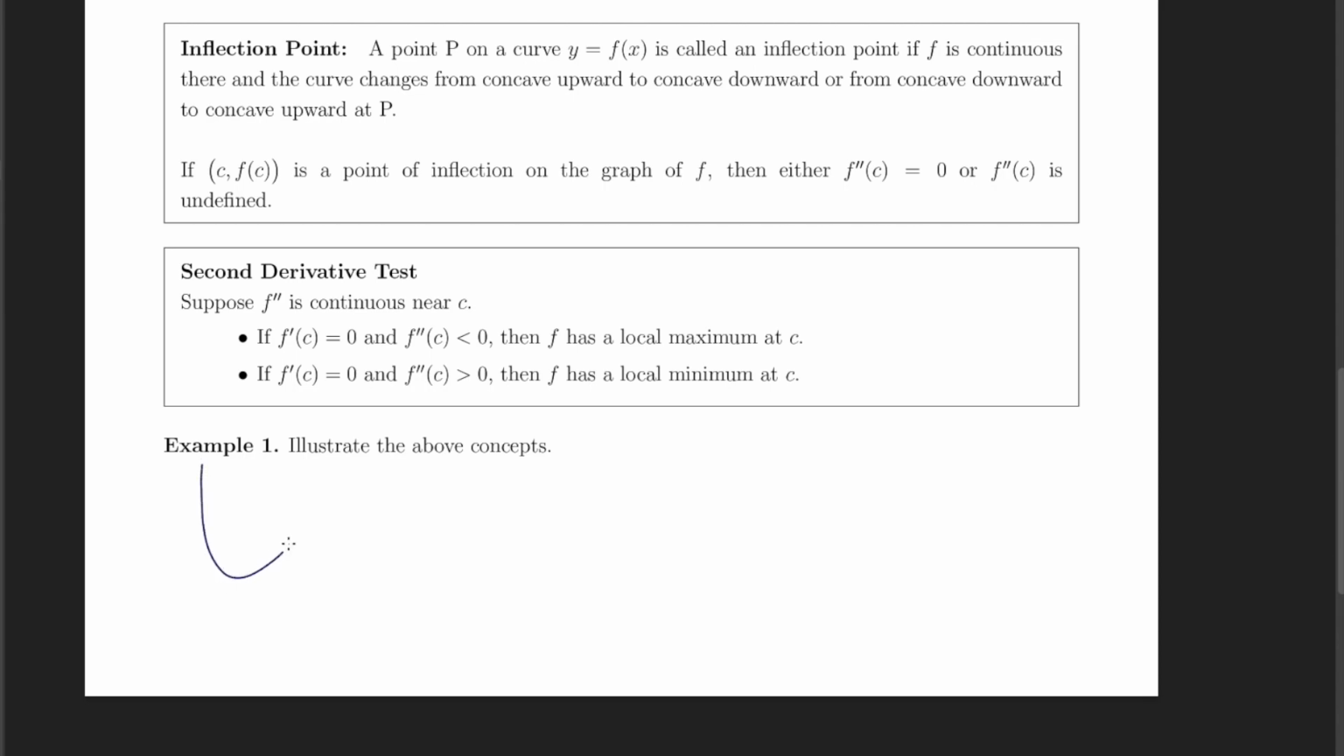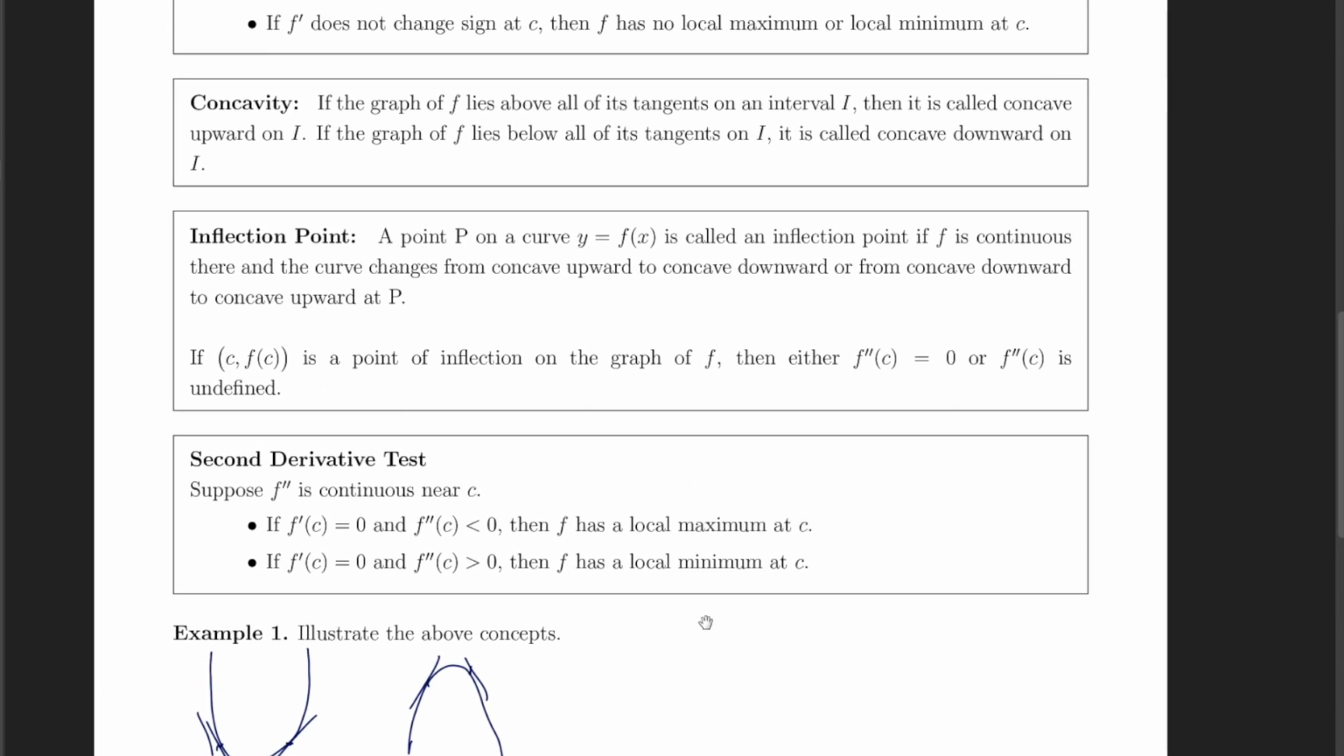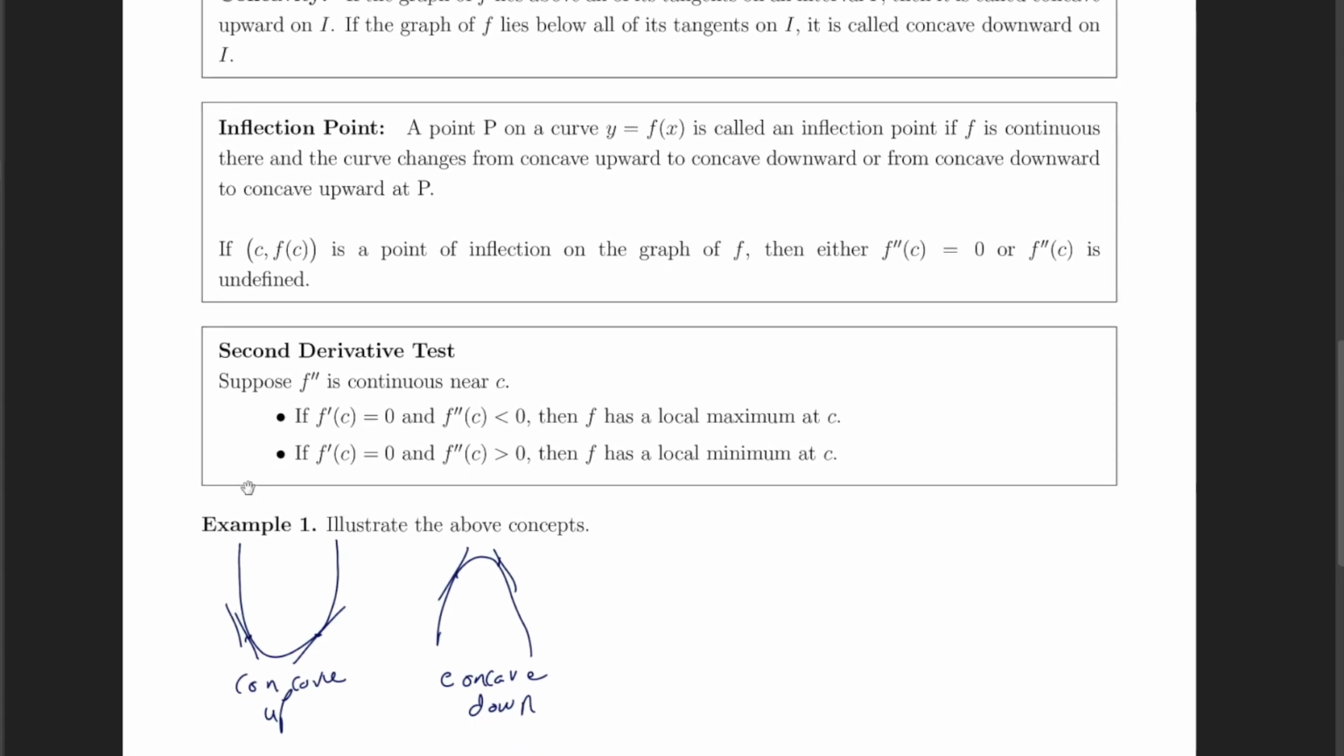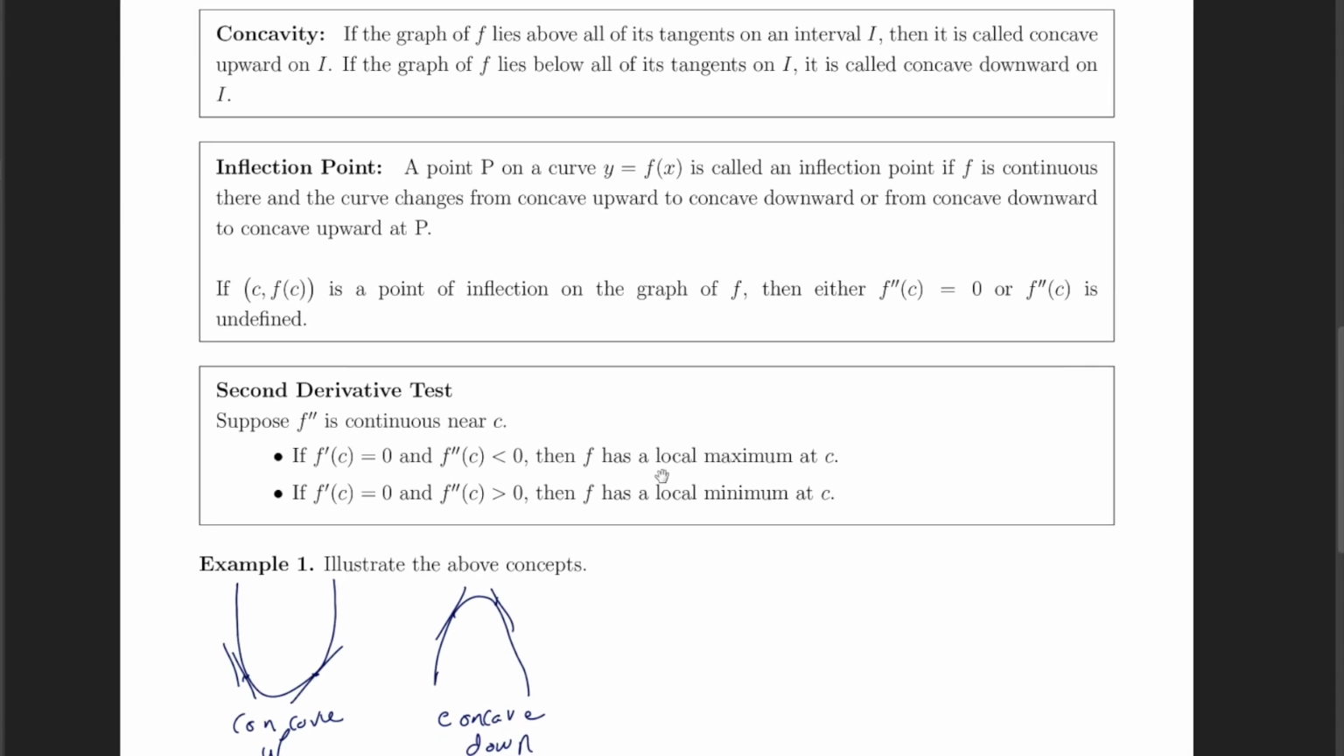So here, this is something that is concave up. And notice here, if I take these tangent lines, the graph is always above them. Here I'll draw something which is concave down, and notice here the tangent line is always below it. So this is concave down. We call that concavity. If it looks like this, it's concave up. If it looks like this, it's concave down.